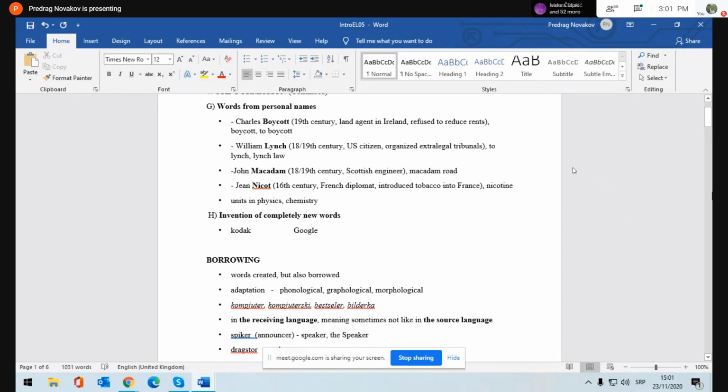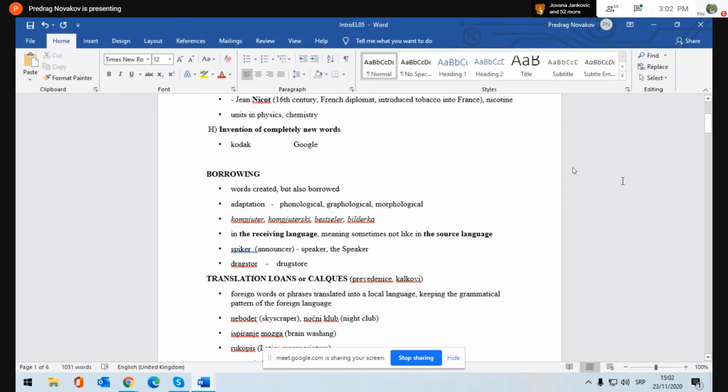And we already mentioned units in physics and chemistry, okay? So boycott, this is also a possible question for your exam. Get, for example, boycott, and you should explain how it was created, okay? Okay, then we have the last one. The last process in word formation is invention of completely new words. We do not have an explanation, actually, like Kodak or Google, okay? You remember what Kodak actually is related to? Kodak as the noun.